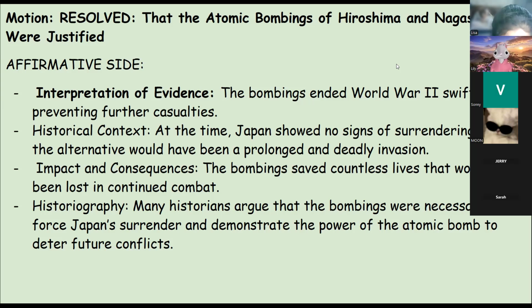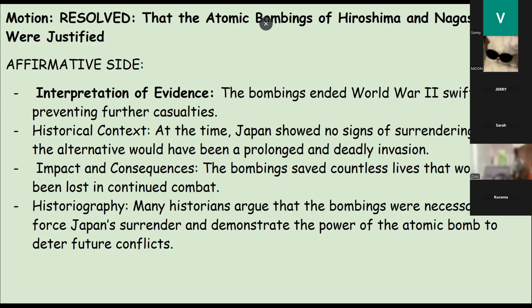Okay, so thank you. So the affirmative side said that the bombing ended World War II, and after that they prevented further consequences. They said that at the time Japan showed no signs of surrendering, and the alternative would be a deadly invasion. So the Americans were afraid of that. Then they said that the bombing safeguarded lives that would have been lost in continued combat. But many historians argue that the bombings were necessary to force Japan's surrender and demonstrate the power of the atomic bomb to deter future conflicts. But yeah, let me explain my point. I don't really understand why it stopped and what is necessary.